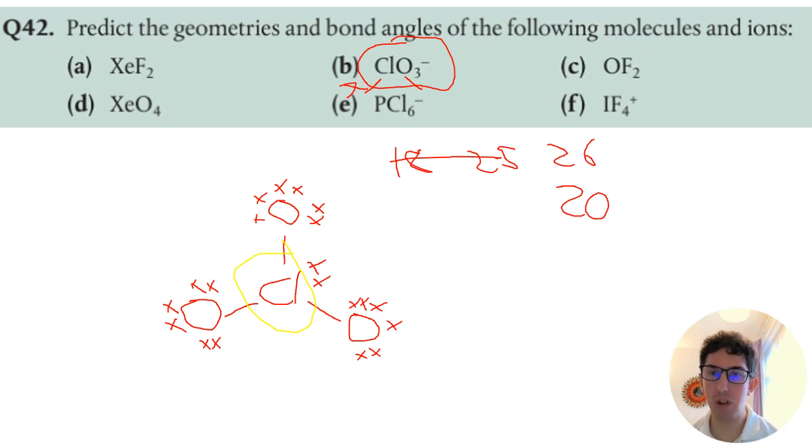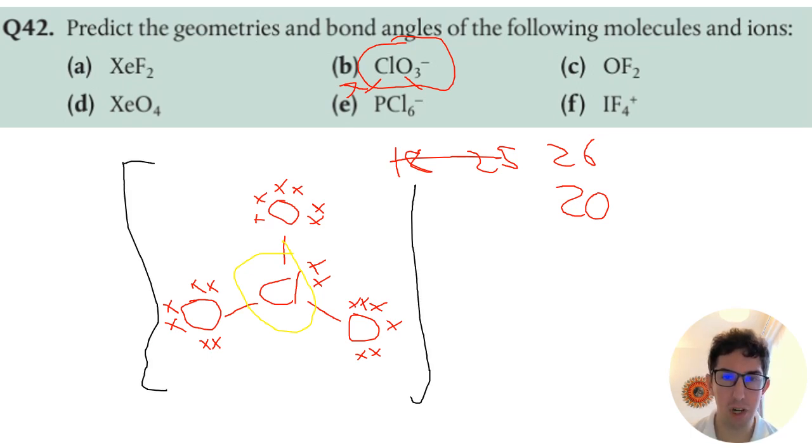So tetrahedral is 109.5 and triangular pyramidal is less than 109.5. I think it's around 107 roughly, but it depends on the molecule. Oh, I forgot one thing. This is not a correct Lewis structure because I didn't put the charge. So we've predicted the geometries, tetrahedral and triangular pyramidal, and the bond angles less than 109.5, or 107 roughly.